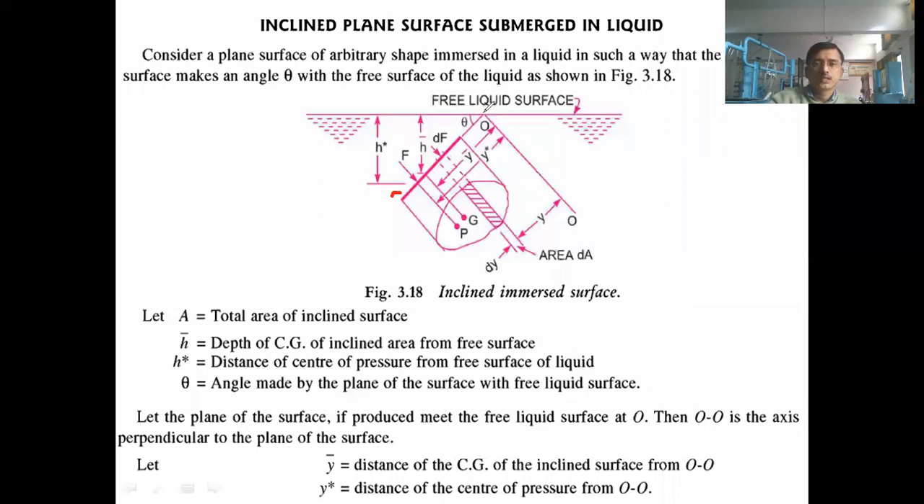What we are doing, we are drawing a projected line, an imaginary line, which is perpendicular to this line.